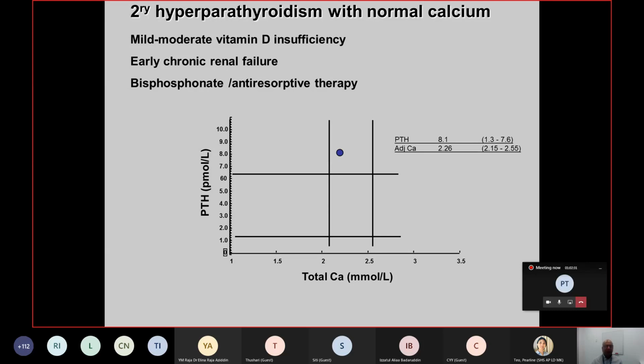These are some of the common causes of normocalcemic secondary hyperparathyroidism. Loop diuretic therapy is another cause of this pattern.